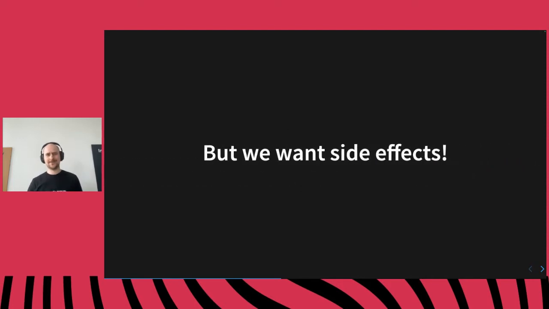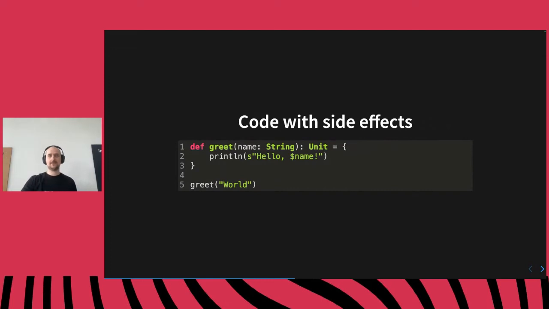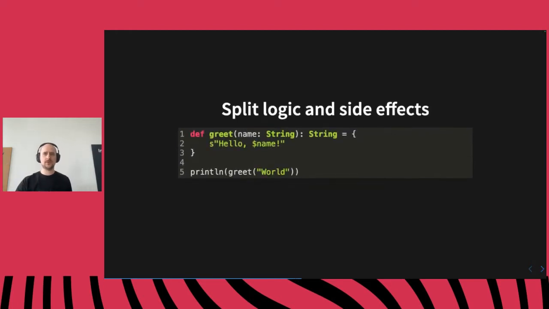And yeah, we showed that avoiding side effects makes programming easier, but on the other hand, we want side effects. The only useful things our programs do are side effects, and getting rid of them sounds counterproductive. So let's see how we can do side effects without making side effects. And for this, we have a simple code with side effects that greets. It takes a name as a string and creates a string "hello name" and prints it to output. And let's see how we can do it. Well, first thing, we can just split logic and side effects.